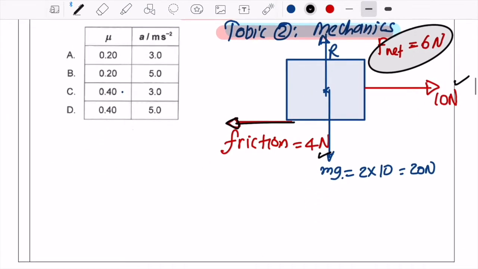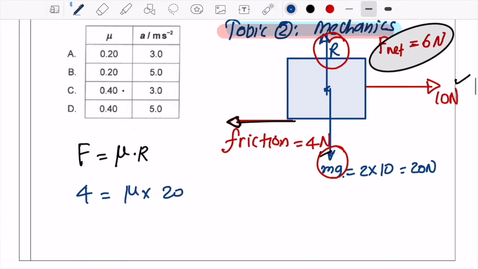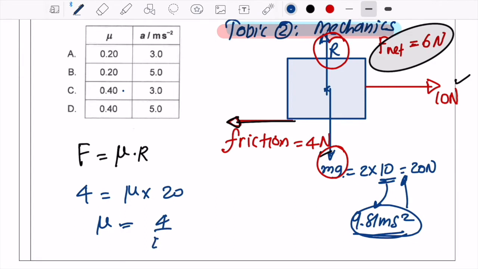What else do we know about friction? We know there's an equation about friction, F equals mu times R. R stands for the contact force. Very good. In this situation, R is mg. So I can change this equation. F, we know F is 4, equals mu, R is mg, means 20. Here g we should be taking as 9.81 meters per square second, but I made it simple by taking as 10. So mu is 4 divided by 20. You will end up with 0.2.